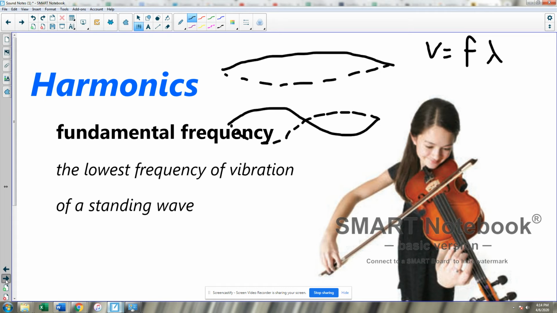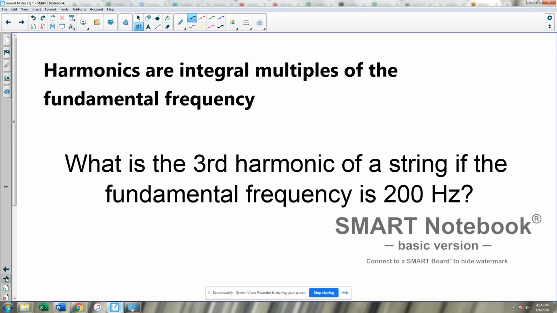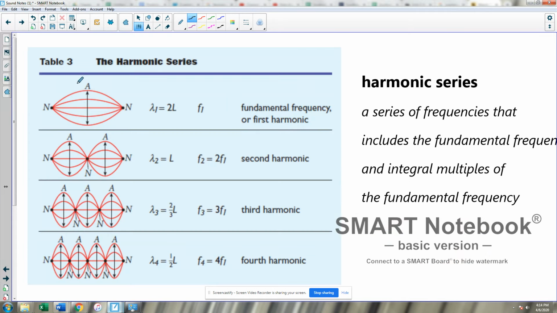And we talked about this mostly with strings. The string is always pinched on the end at what we call nodes, and then it vibrates in the middle. You can add a node in the middle, a part where the string doesn't really vibrate, and antinodes in between. And this is what we get as the second harmonic.